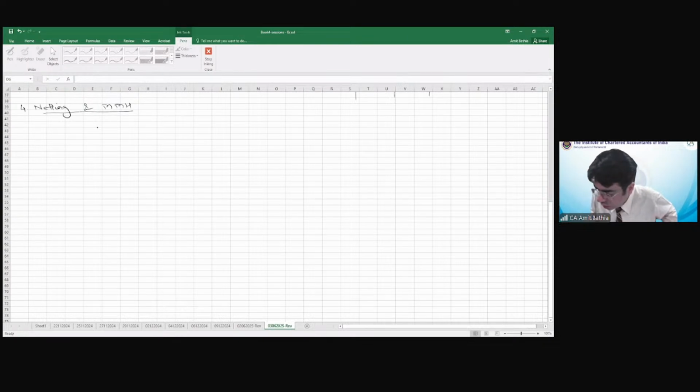Netting. Now say for example, I have a receivable of $10,000. On which date? On 31st March 2025, right? And I have a payable again of $10,000, which again happens to be on 31st March 2025.